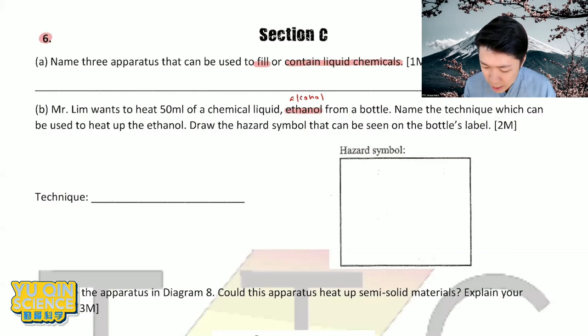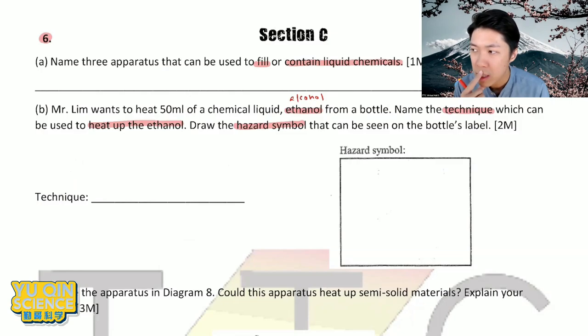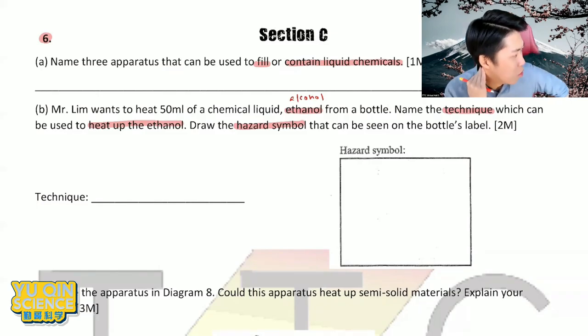Okay, name the technique which can be used to heat up. If you want to heat up ethanol, what's the correct technique? Draw the hazard symbol. First of all, let's answer what's the technique. Because ethanol is so flammable, yes, correct, flammable. You cannot heat ethanol straight away because it will catch fire. What's the technique to heat up ethanol? Oh, this is a bit challenging. Where do you learn this? You learn this in chapter 1 also, you learn this in chapter 2 also.